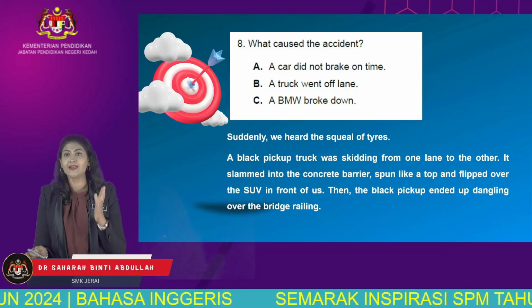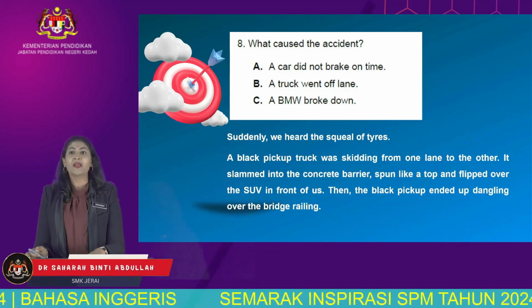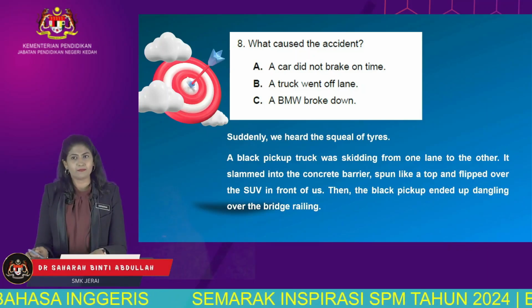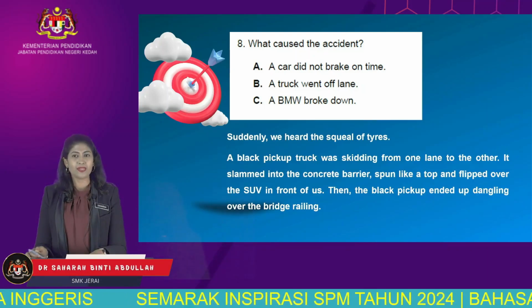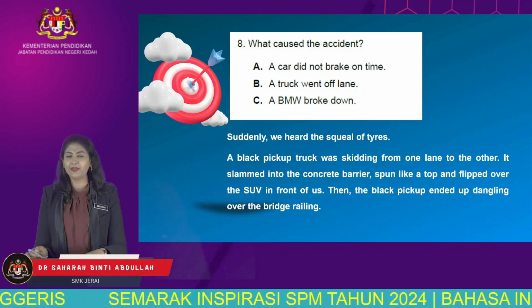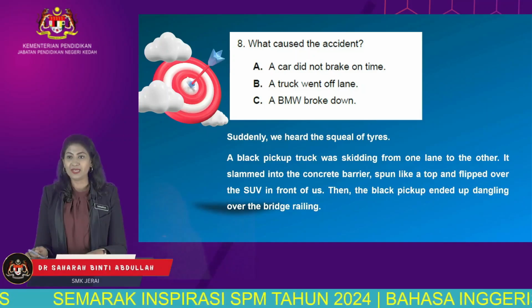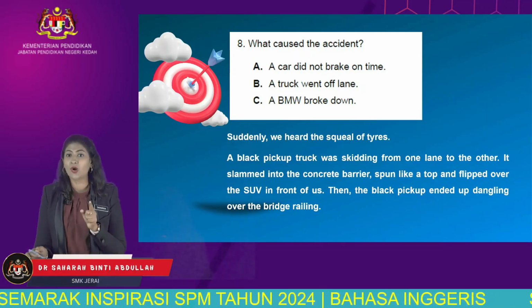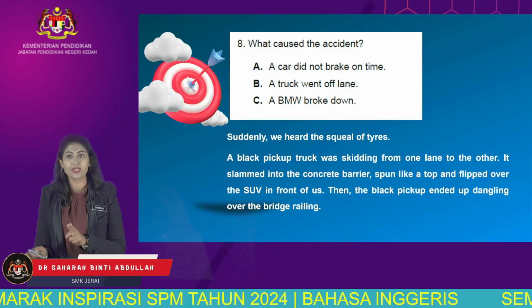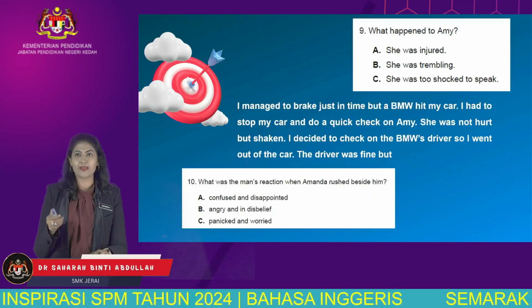The accident was not caused by the brake, right? The car, a truck went off lane. Could be. And a BMW broke down. Is it the reason why the accident happened? I think you know the answer, which is B. So you have to understand the need of the question. The question asks the cause of the accident. So the cause is that the truck went off lane. Okay, let's look at question number 9.